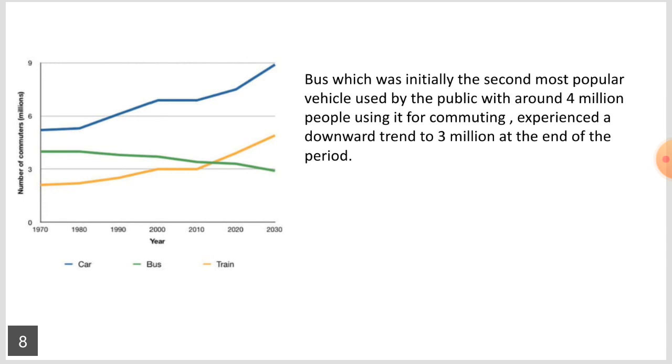Now let's think about the third paragraph. You can organize your ideas something like this. Bus, which was initially the second most popular vehicle used by the public in 1970 with around 4 million people using it for commuting, experienced a downward trend to 3 million at the end of the period.